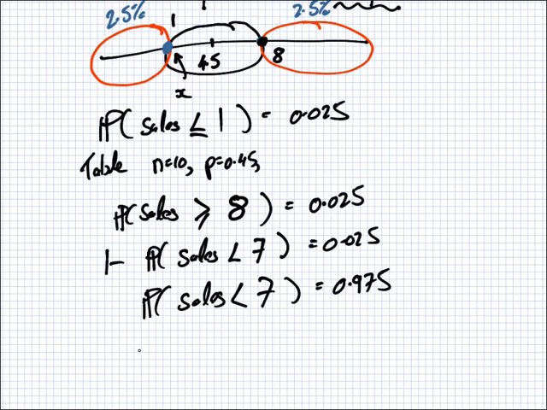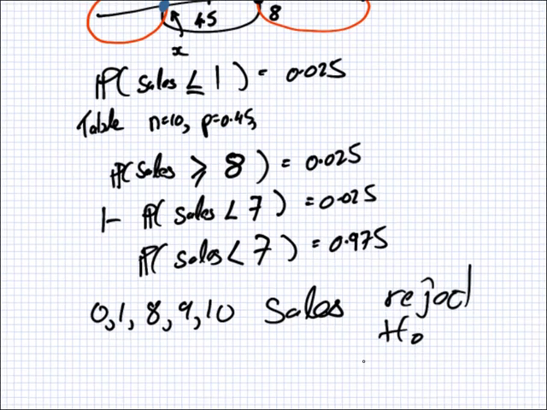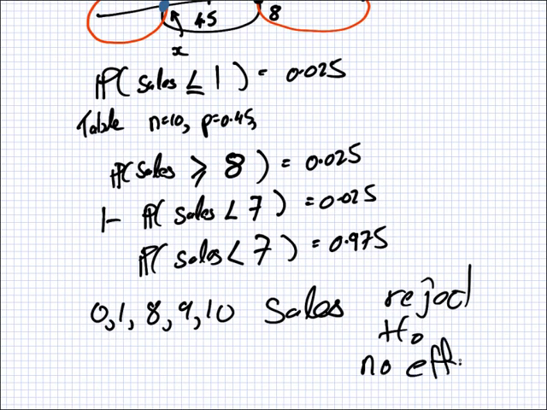So if he gets 0, 1, 8, 9, 10 sales, then he rejects the null hypothesis that there was no effect. Right, it's an A, isn't it? Or an E? An A, yeah. Rejects the null hypothesis. Easy.